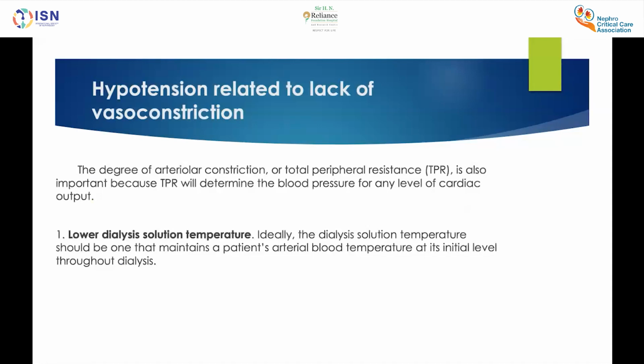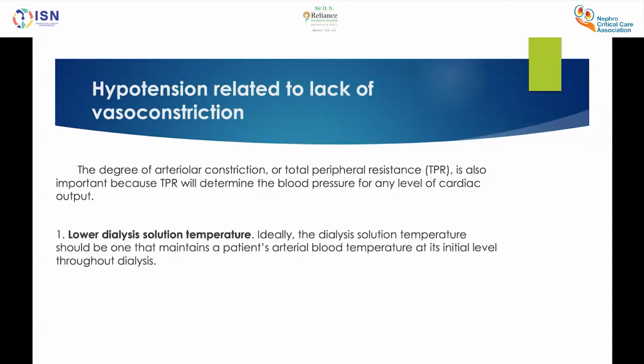Now, hypotension related to lack of vasoconstriction. The degree of arterial constriction or total peripheral resistance is also important because TPR will determine the BP for any level of cardiac output. So what are the points that would affect this? That is a lower dialysis solution temperature.